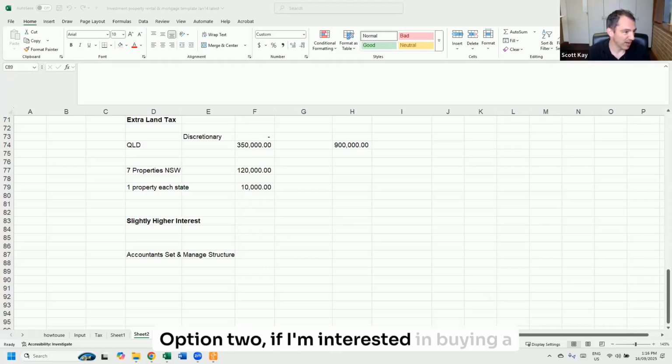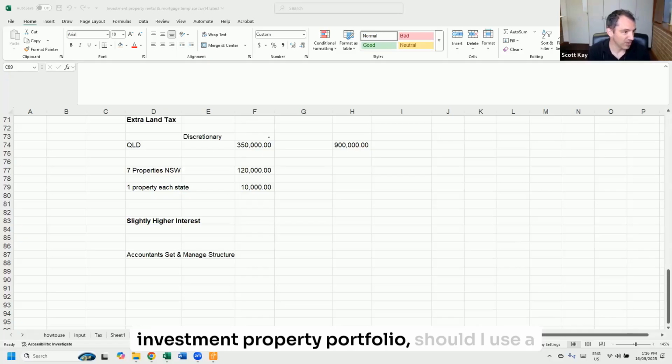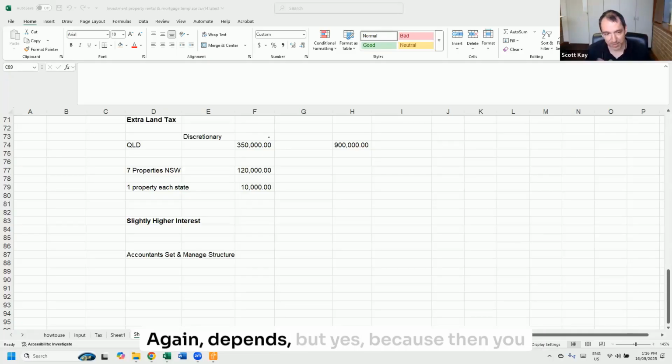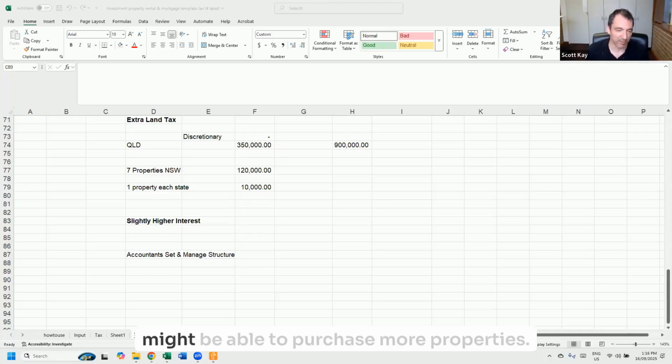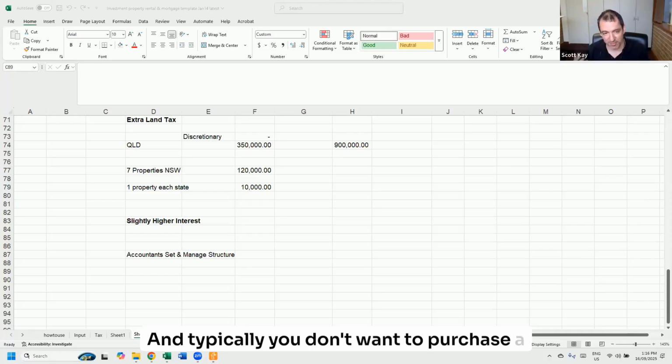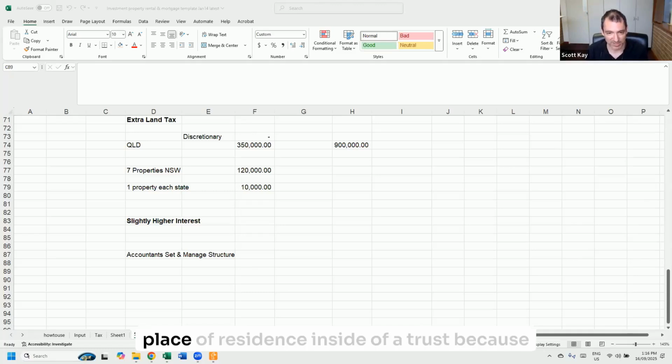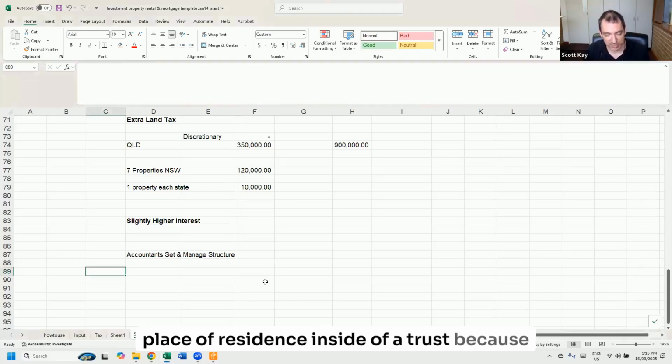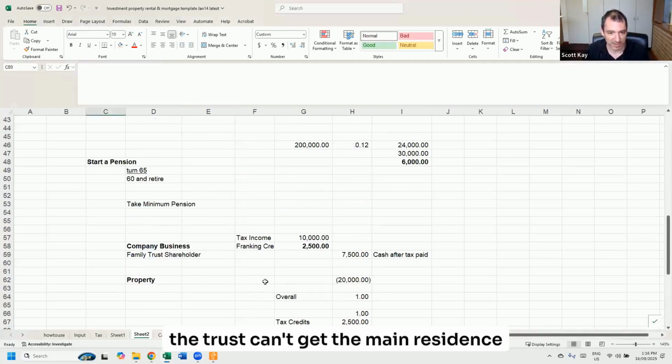Option 2, if I'm interested in buying a home to live in first and then starting an investment property portfolio, should I use a family trust structure later for those investments? Again, it depends, but yes, because then you might be able to purchase more properties. And typically you don't want to purchase a property that's going to be your principal place of residence inside of a trust, because the trusts can't get the main residence exemption.